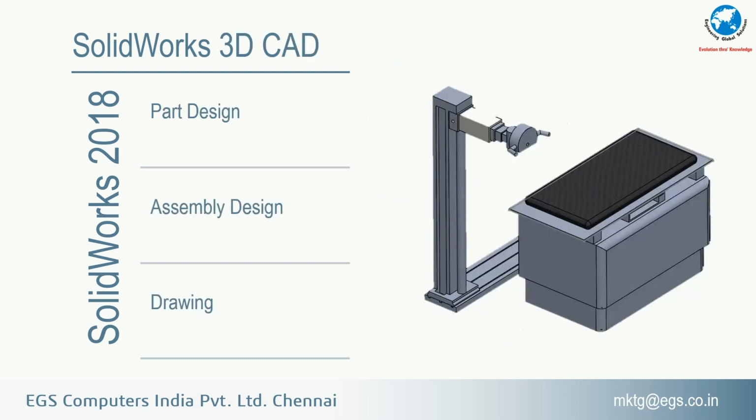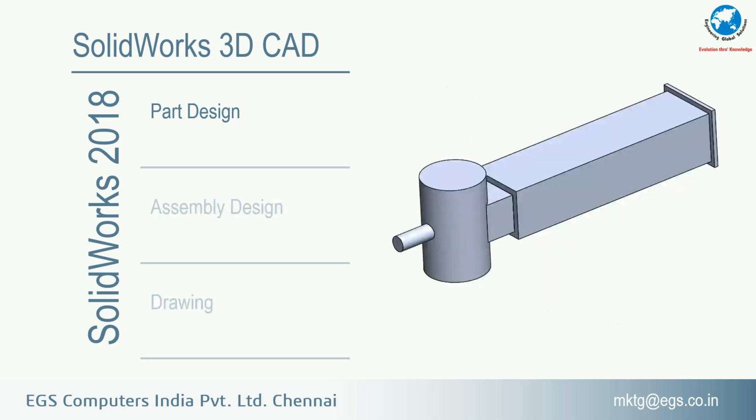Now, let us see what possible solutions are available in 3D CAD SOLIDWORKS for designing X-ray machines. In this list of designs, for example, part design, assembly design, and drawing, we're going to see the step-by-step process of how efficiently and user-friendly we can design the parts of the machine.